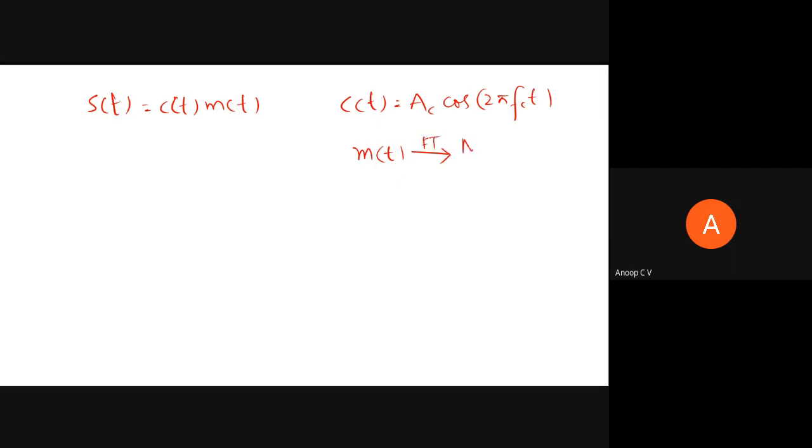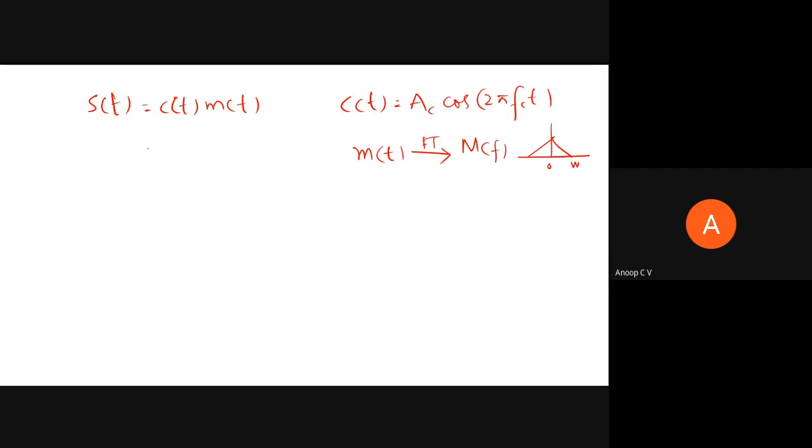So S of t is equal to C of t into M of t, where C of t is AC cos 2 pi fct, and we don't know M of t. We don't know the time domain expression of M of t, but the only thing we know is its Fourier transform, M of f, and it looks somewhat like this. It is a baseband signal with maximum frequency content W. So this is what we have now.